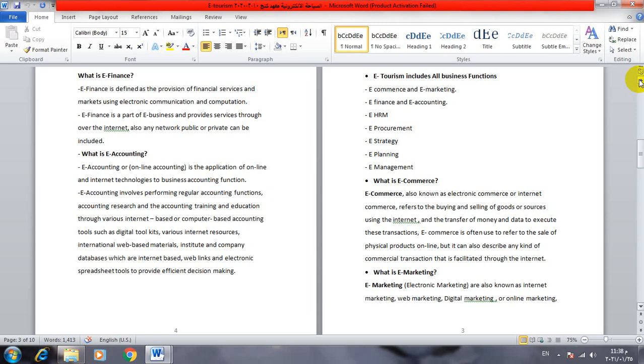What is e-accounting? E-accounting or online accounting is the application of online and internet technologies to business accounting function. E-accounting involves performing regular accounting functions, accounting research, and the accounting training and education through various internet-based or computer-based accounting tools such as digital toolkits, various internet resources, international web-based materials, institute and company database, which are internet-based web links, and electronic spreadsheets tool to provide efficient decision making.